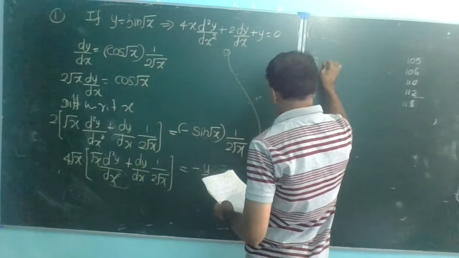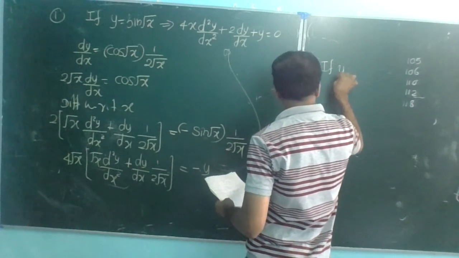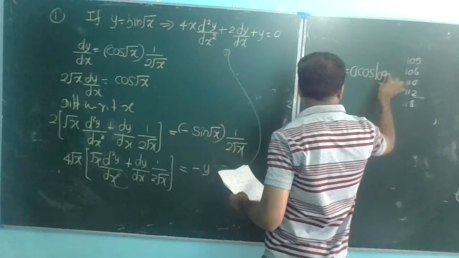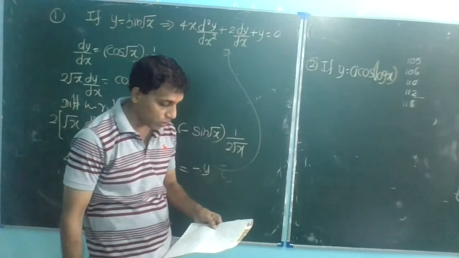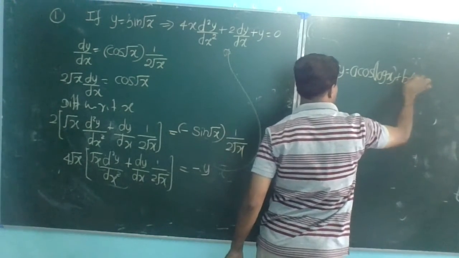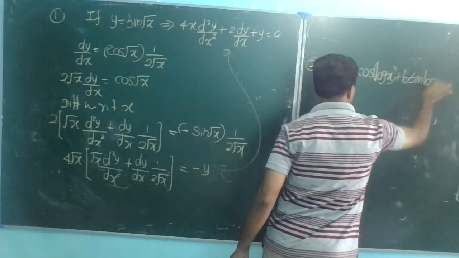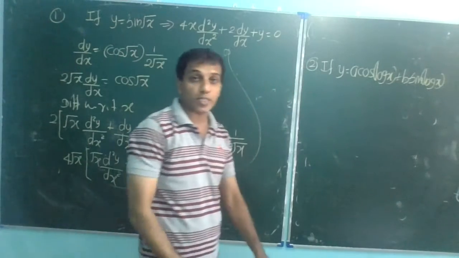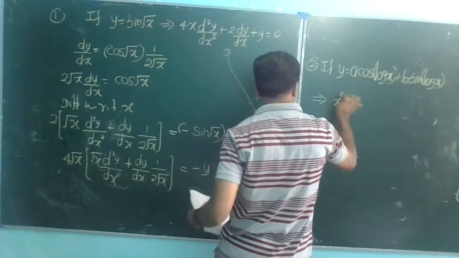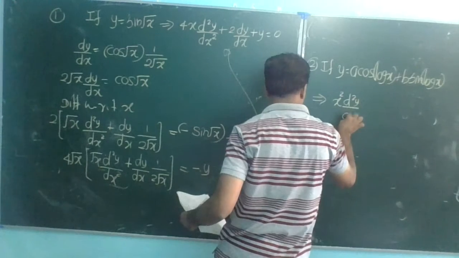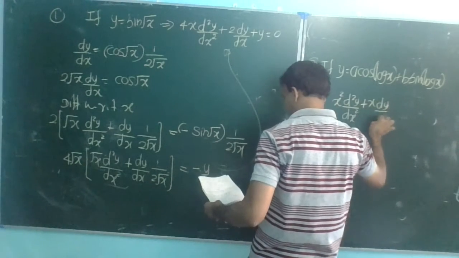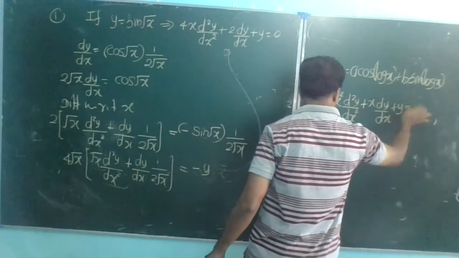Second problem, if y equal a cos log x plus b sin log x. Then show the answer is x square d square y over dx square plus x dy over dx plus y equal to 0.